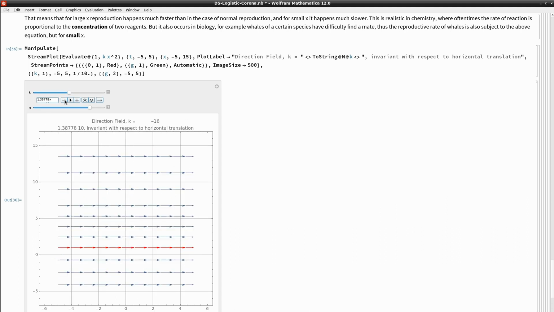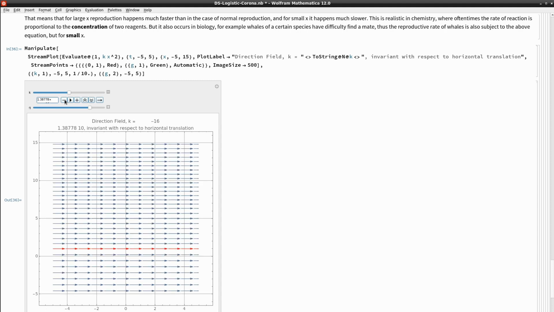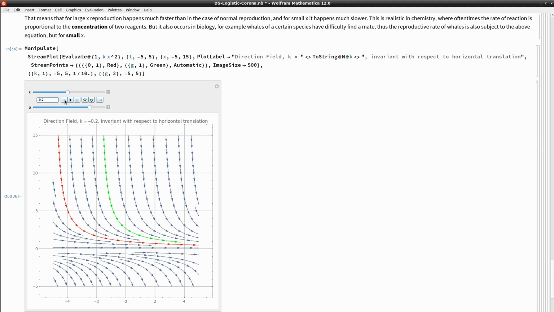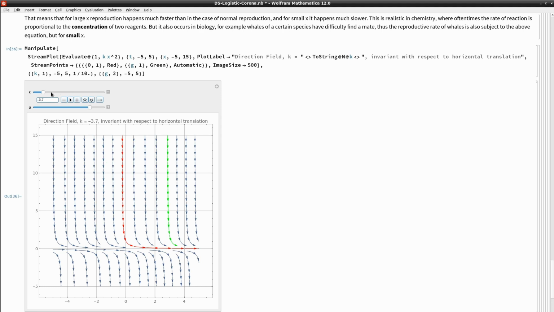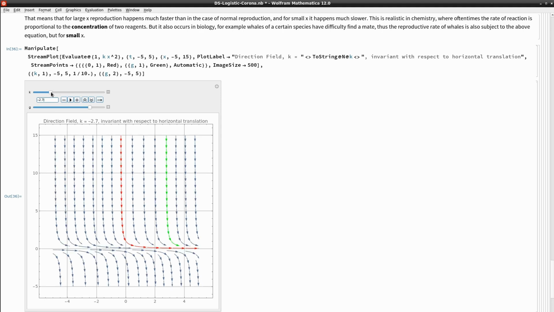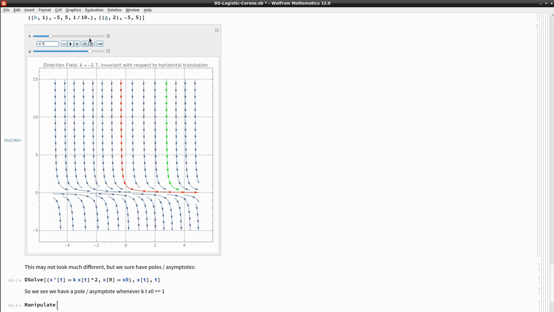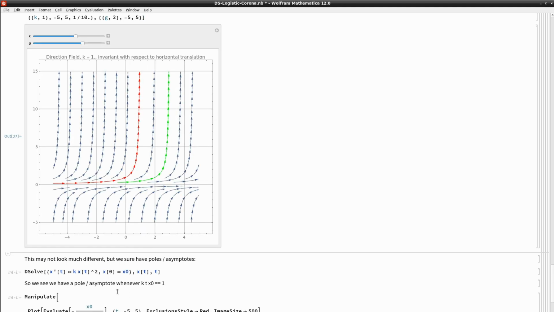At 0, of course, we get the parallel lines. There is no growth process. And for negative numbers, we are getting what I would call an implosion, right? The opposite of an explosion is an implosion. So here it's somewhat similar to radioactive decay, but faster, right? The concentration of the substance will just implode and go down to 0 faster than exponentially fast.